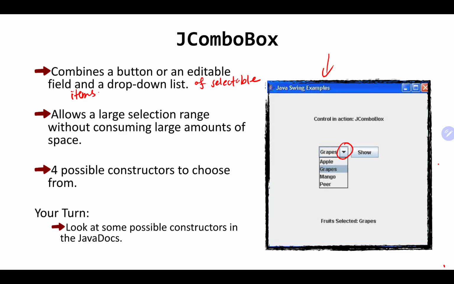Here are the items that we can choose. That's why they allow a large selection range without consuming a large amount of space. What does it mean by without consuming a large amount of space? They use the drop down list, right? So only one space is used to display all four selection items here. And to use JComboBox, you have four possible constructors that you can use to create the JComboBox.